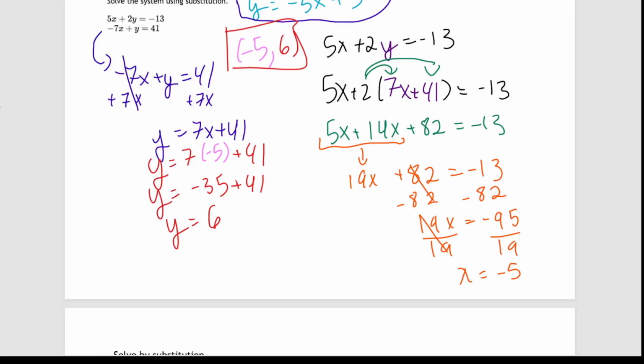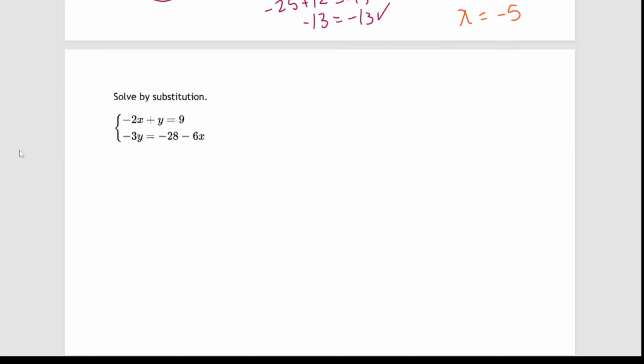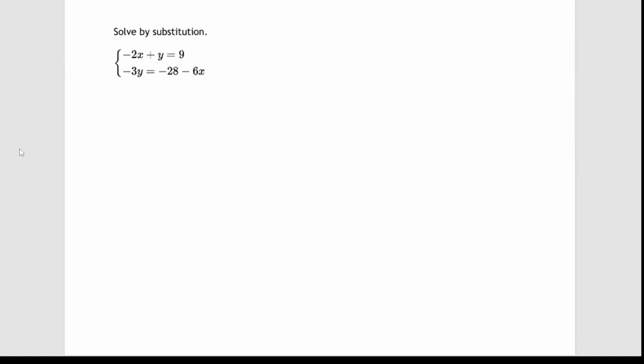Now it is worth checking by resubstituting into the first equation to make sure this still works. So if I do 5 times -5 plus 2 times 6, does that indeed get us -13? Well, 5 times -5 is -25, 2 times 6 is +12. -25 plus 12 is indeed equal to -13, and we know we did it right. Go ahead and pause your video and try to do this next one yourself as well.